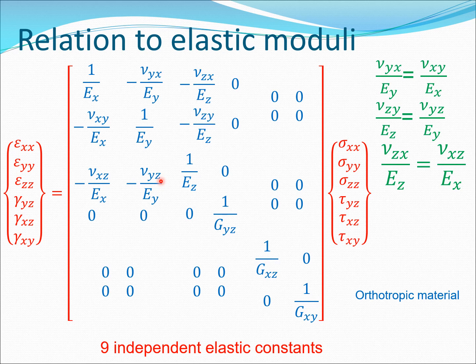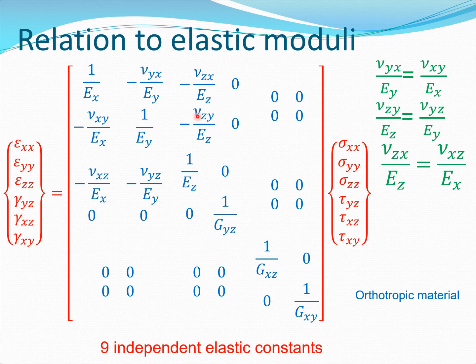Because of the symmetry in this matrix, we can write 3 equations also. If you look at it in totality, you have 3 Young's moduli and 3 shear moduli, so that's 6, and you have 6 Poisson ratios here, so you would have 12 constants. But you also have 3 equations because of symmetry. So finally, the number of independent elastic constants or compliances remains the same, 9.